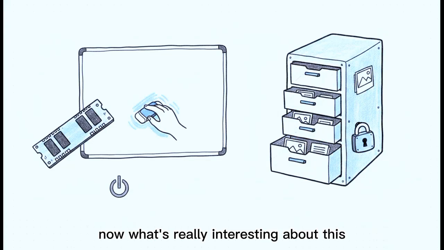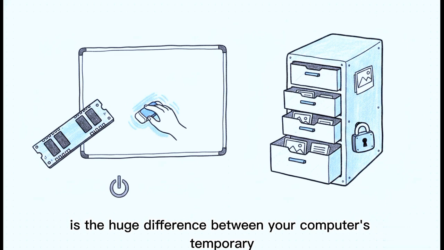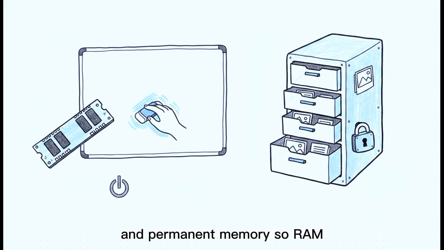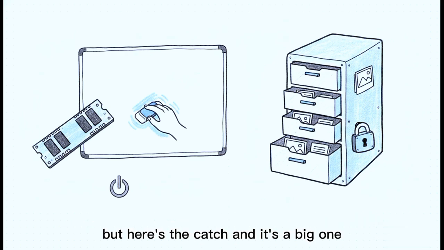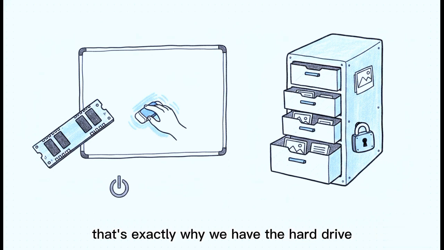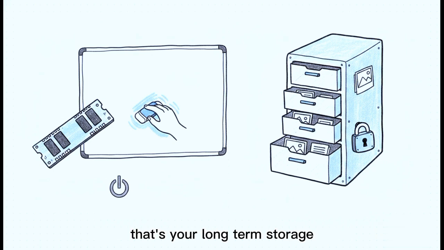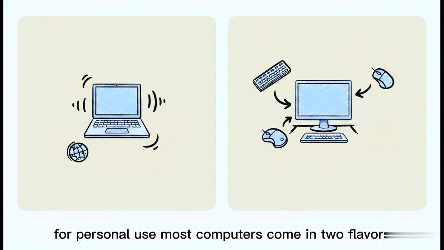Now, what's really interesting about this is the huge difference between your computer's temporary and permanent memory. So RAM, which stands for Random Access Memory, is basically your short-term memory. The computer uses it whenever it's actively doing calculations. But here's the catch, and it's a big one. All that data gets wiped completely clean the second you shut the computer off. That's exactly why we have the hard drive. That's your long-term storage. It keeps your photos, your documents, all your stuff securely saved permanently, even when the power is completely off. For personal use, most computers come in two flavors.